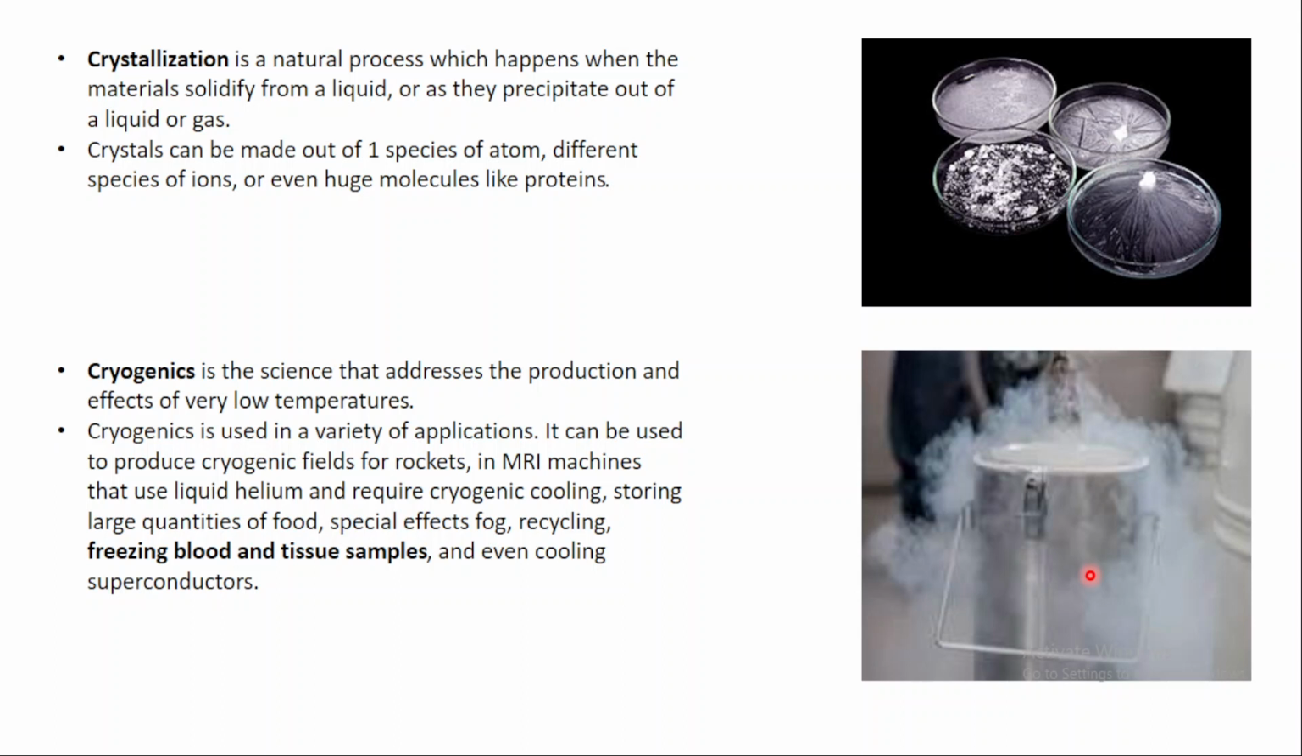So whenever we want to use that cell line further in the timeline, we revive that cell or we reculture that bacteria. So we preserve the viability of many living things, such as freezing blood, tissue samples, or food. All can be achieved through cryogenics. So that is cryogenics. We learned about crystallization and cryogenics.